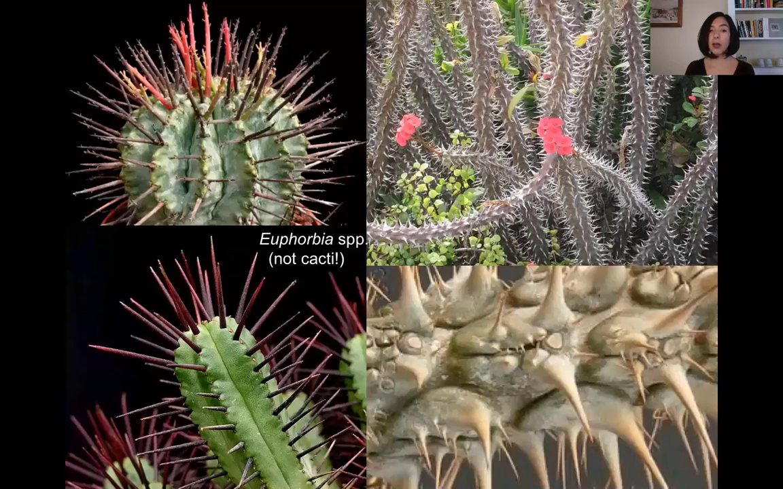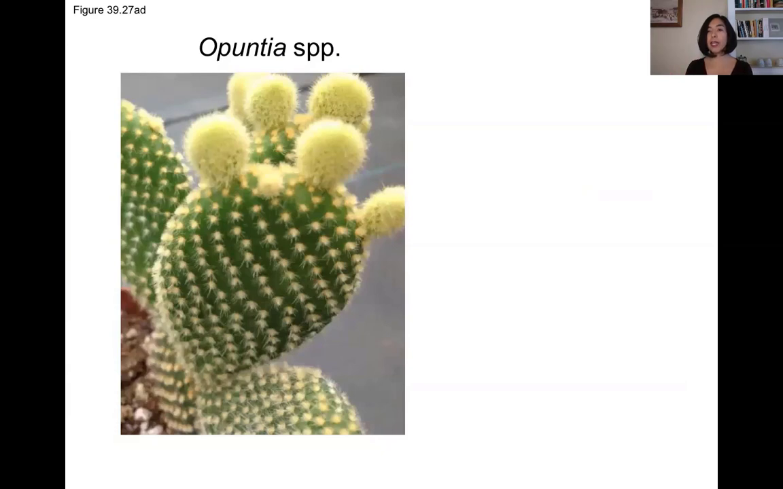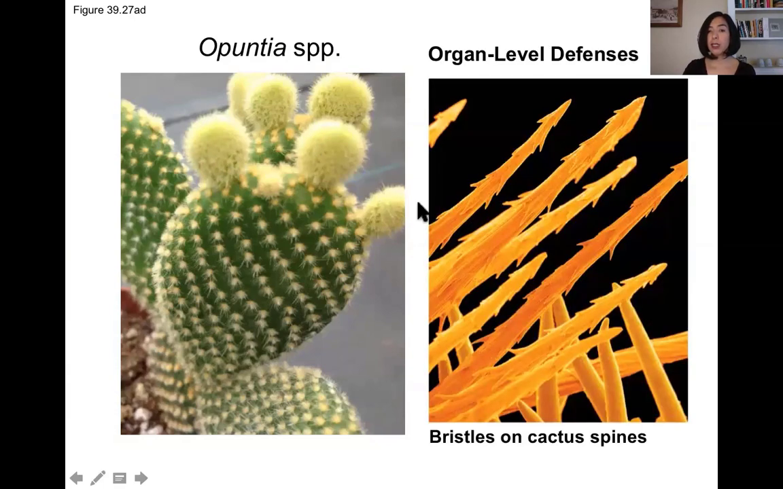These are examples of thorns, and these are modified stems, so it's not actually a modified leaf. In cactus, we have modified leaves, which are actually spines, if you remember your last class. And all of these things in this prickly pear are modified leaves, these spines. And if we zoom in, we'll see that these spines are very difficult to pull out because they have these bristles that prevent them from pulling them out of your skin.